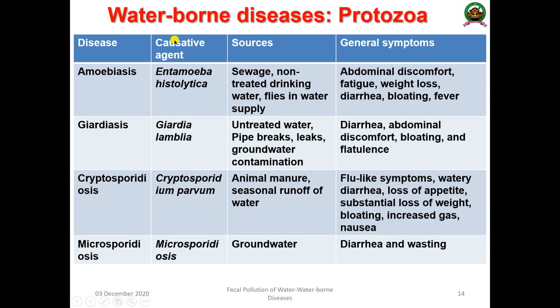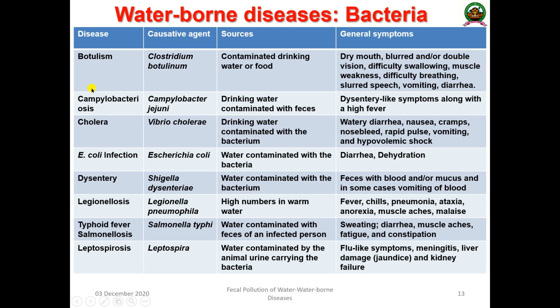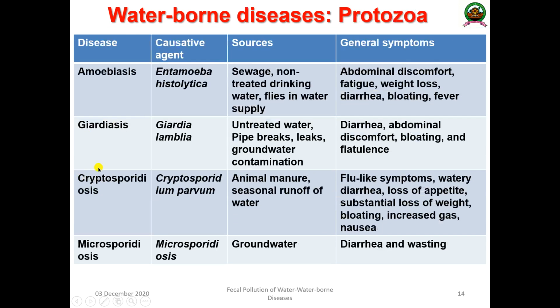Another most important thing that is transmitted through water is protozoa. Waterborne diseases caused by protozoa are amoebiasis, giardiasis, cryptosporidiosis, and microsporidiosis. These are the common types of waterborne disease caused by protozoa. Amoebiasis is otherwise known as dysentery. We saw bacillary dysentery, or bacterial dysentery. This is amoebic dysentery, or protozoal dysentery.